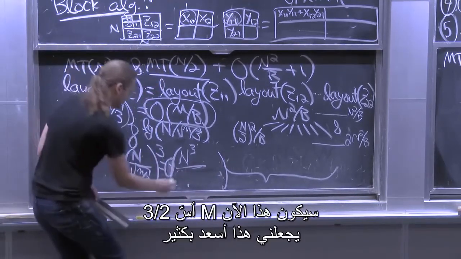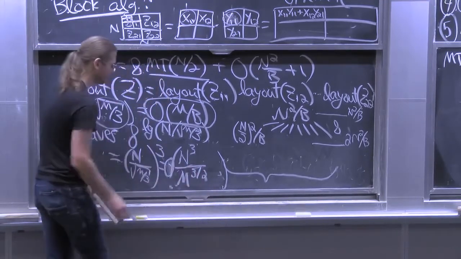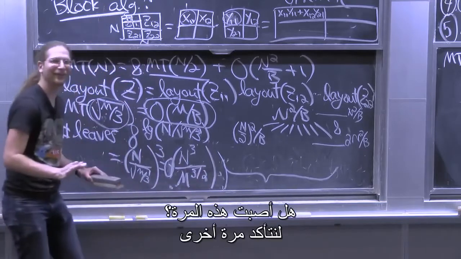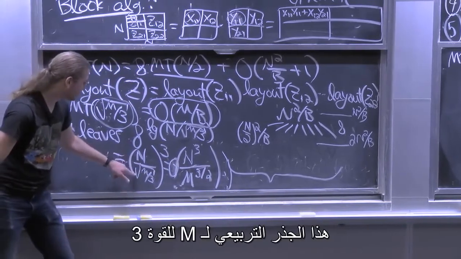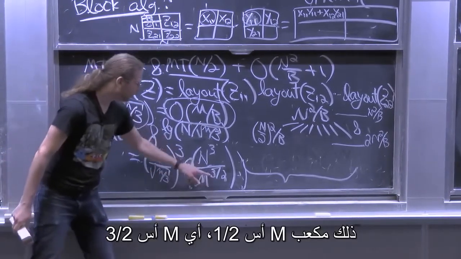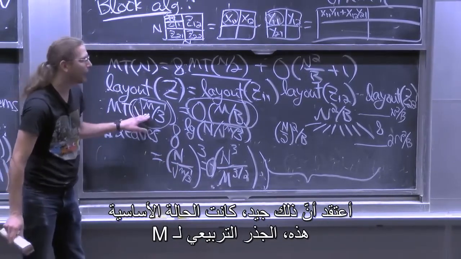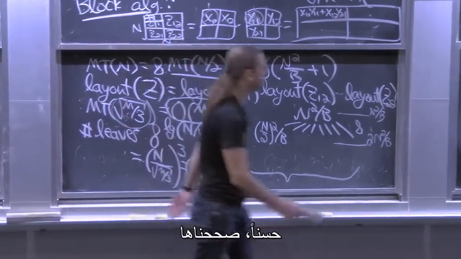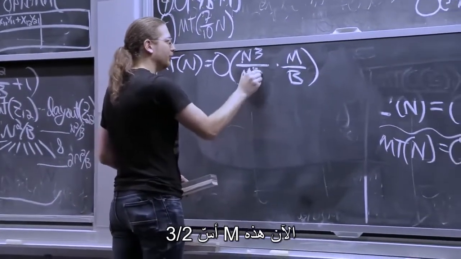this is going to be M to the 3/2. That makes me much happier. Did I get it right this time? Let's double check. This is square root of M to the 3 power, so that's M to the 1/2 cubed, M to the 3/2. I think that's good. This base case was square root of M. Okay, get it right. So now this is M to the 3/2.